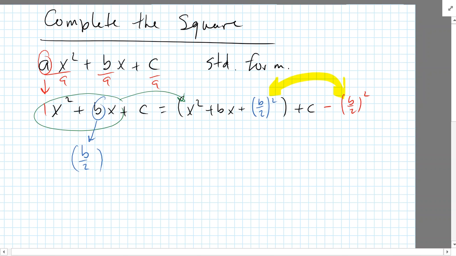Now, a lot of times in Algebra 2, you're taught to add it to the other side of the equation. The problem is when we're doing this in calculus, we don't have another side of the equation. We are changing an expression, so we have to leave it all in one thing. All right, so that's the first thing you're going to do.